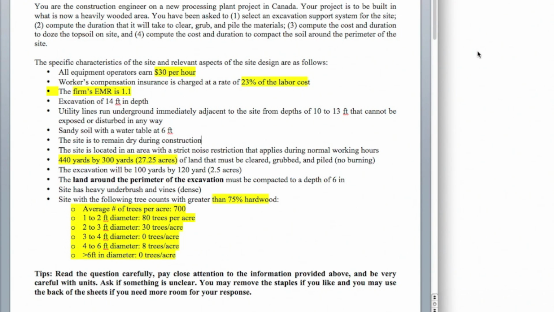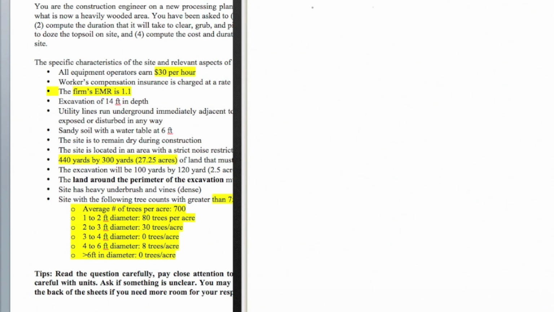We can start in multiple places on this problem, but we're just going to start and get this labor rate all settled, and then we'll come back to that. So we're going to find the loaded labor rate. You see up there that it says 30 per hour, but we have to adjust that appropriately.